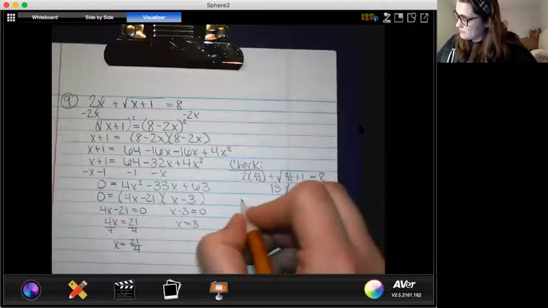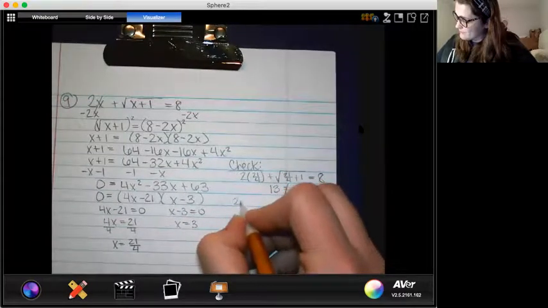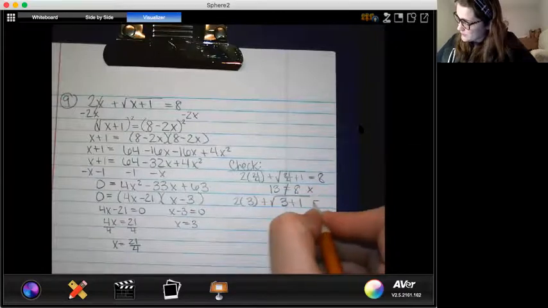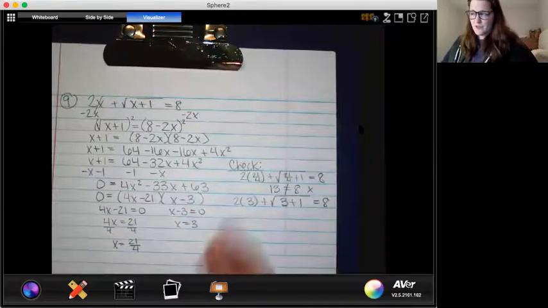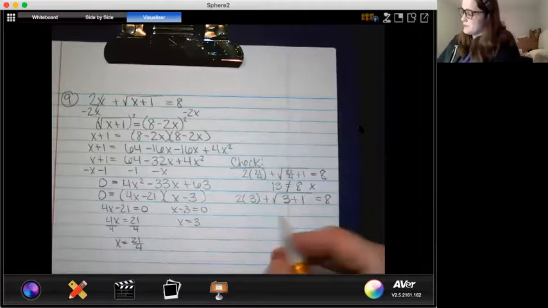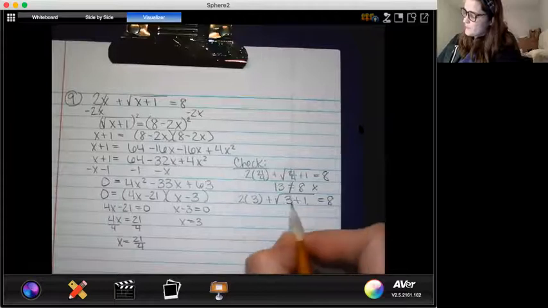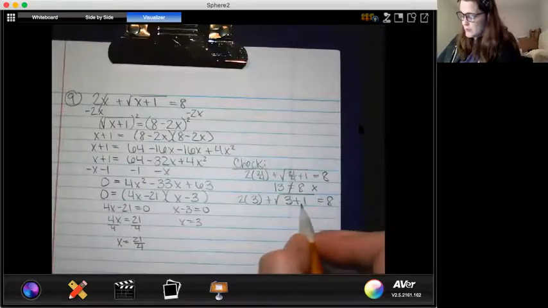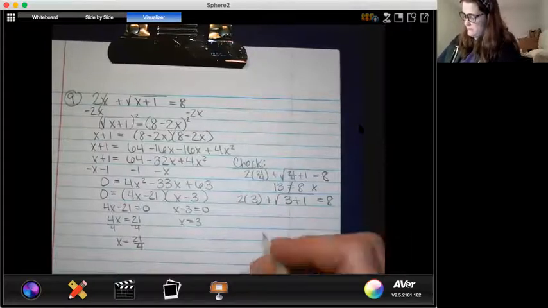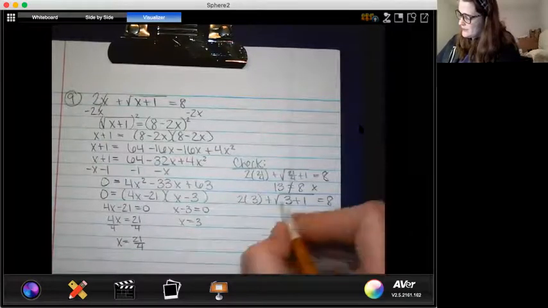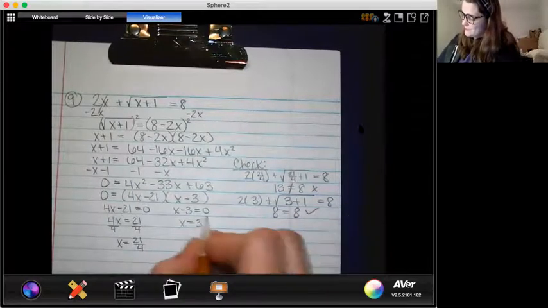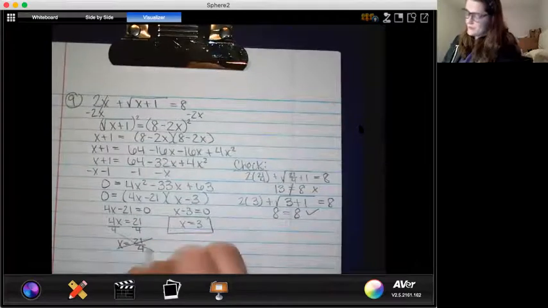Okay, let's try the other one, which is 3. Now in this case, it would take longer to use your calculator than to just do this mentally, because it's an easy number. Okay, that's what I was referring to. So 3 plus 1 is 4. Square root of 4 is 2. 2 times 3 is 6. 6 plus, let's try that again. 6 plus 2 is 8. 8 equals 8. So x equals 3 is correct.